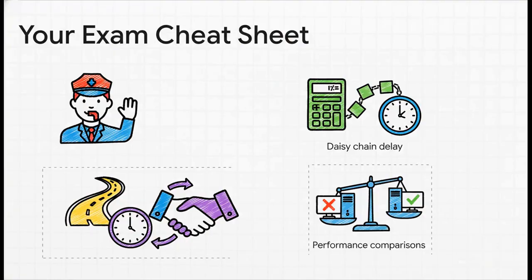First, you need to know those bus arbitration techniques, centralized versus distributed. Make sure you practice those daisy chain delay calculations we talked about. You have to master the bus bandwidth calculations, and be ready to clearly explain the difference between synchronous and asynchronous timing. And finally, whatever you do, don't get tripped up by those performance comparison questions.